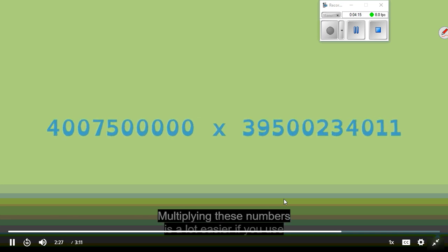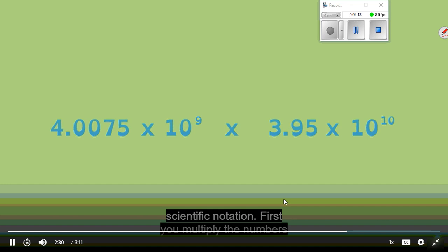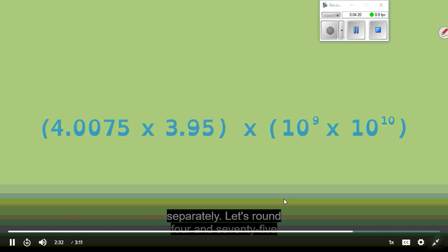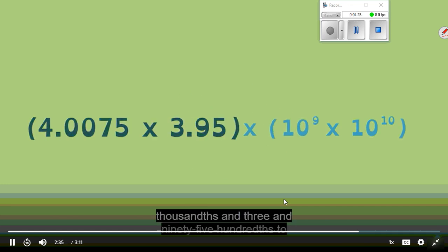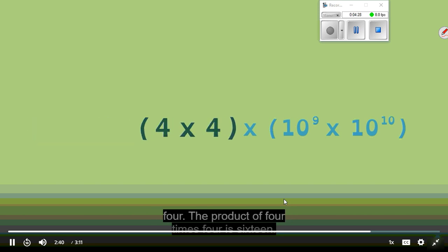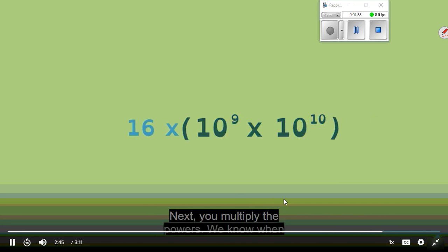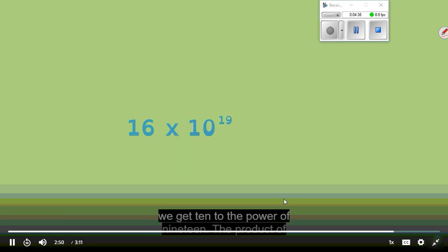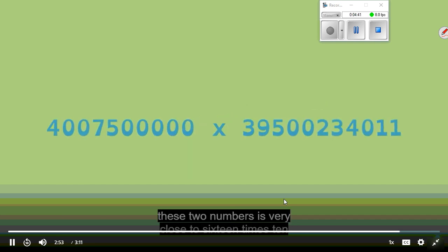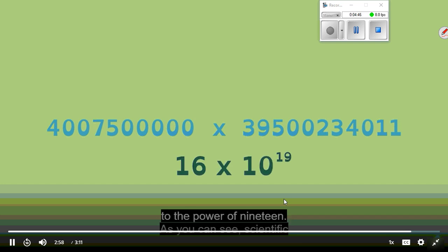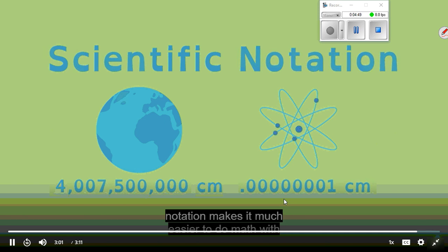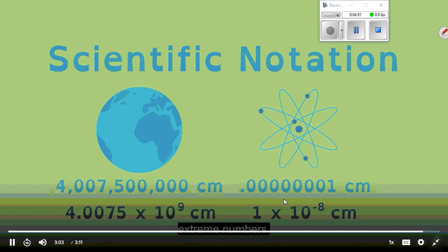Multiplying these numbers is a lot easier if you use scientific notation. First, you multiply the numbers separately. Let's round 4 75 thousandths and 3 95 hundredths to 4. The product of 4 times 4 is 16. Next, you multiply the powers. We know when powers are multiplied, exponents are added. Here we get 10 to the power of 19. The product of these two numbers is very close to 16 times 10 to the power of 19. As you can see, scientific notation makes it much easier to do math with extreme numbers.